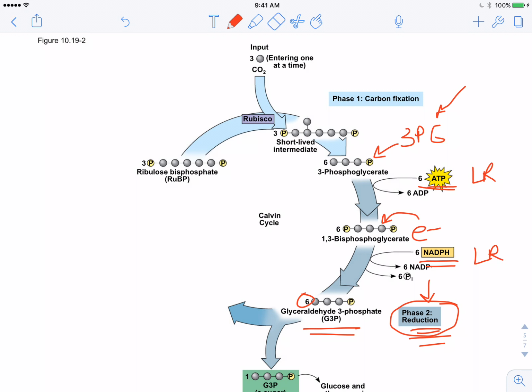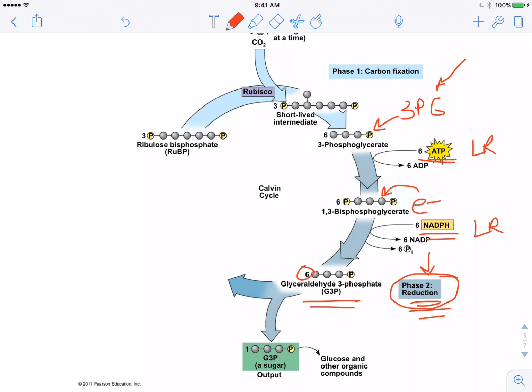Now at this point, one of these molecules of G3P exits the cycle. It waits around for a second one to form glucose and other organic compounds. So this is where we go to form glucose, right? So that's 1. So that leaves 5 G3P to continue on in the cycle.